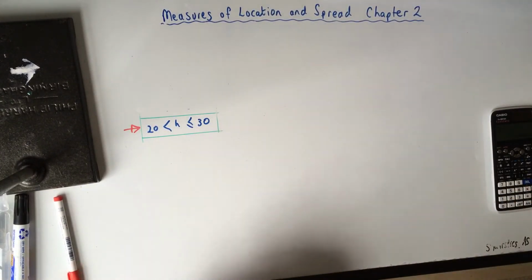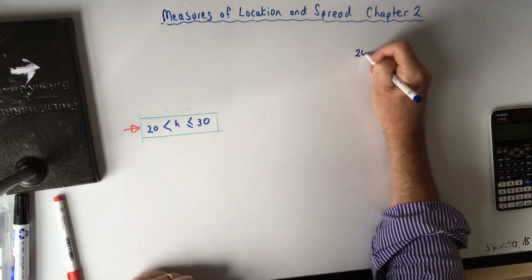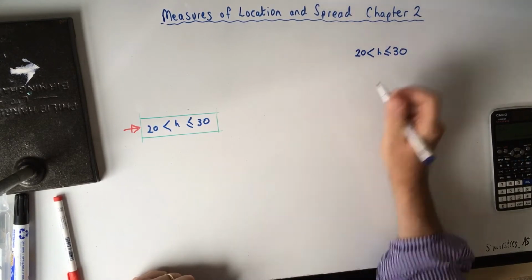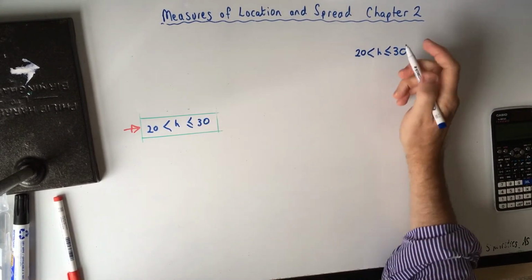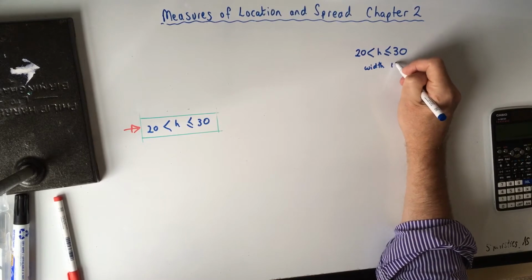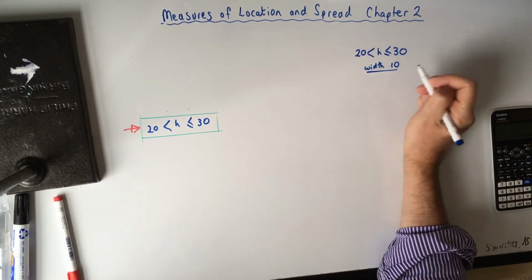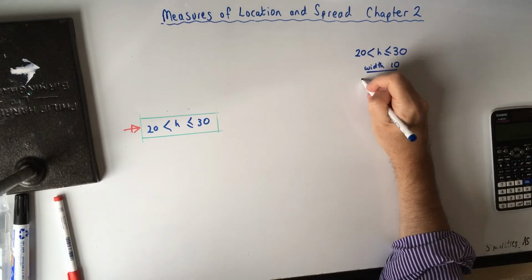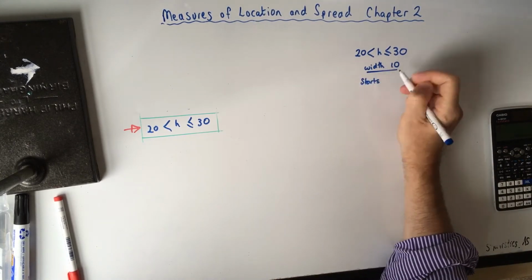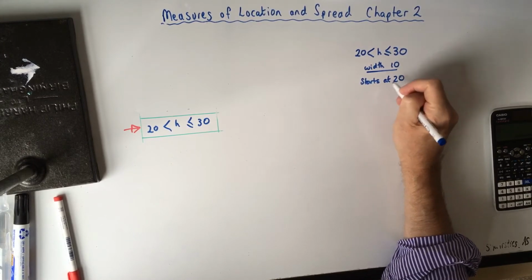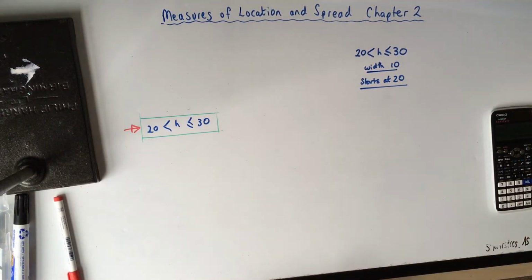Okay, so this 20 to 30, when it's drawn like that, you can see that it has a width, doesn't it? It has a width of 10, and it starts at 20, or infinitely close to 20. So there's no mystery about that.